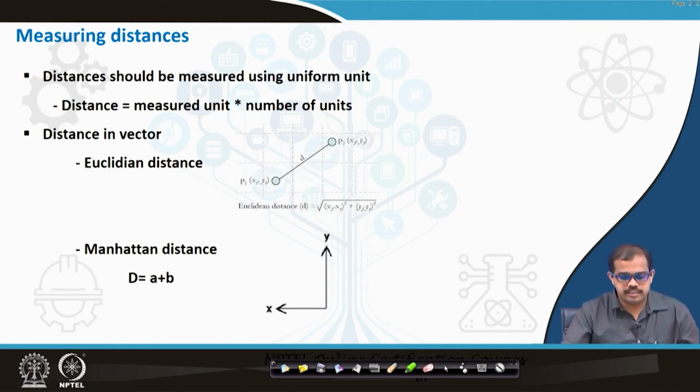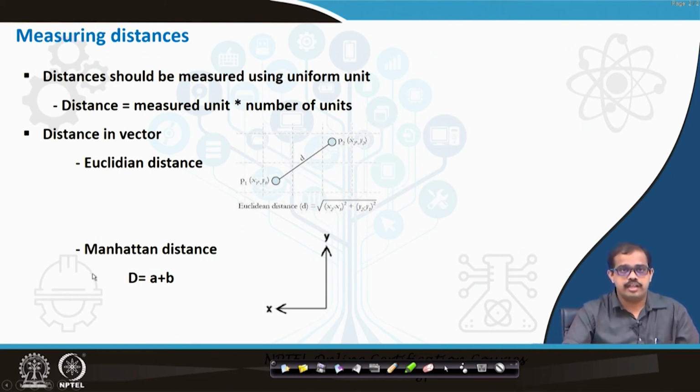When I say Euclidean distance, if the points are (x1, y1) and (x2, y2), it is the square root of (x2 minus x1) the whole square plus (y2 minus y1) the whole square. So, this is the distance of a vector, which has to be calculated. If it has to be calculated on a map, the distance is equal to the measured unit into the number of units, as simple as this.